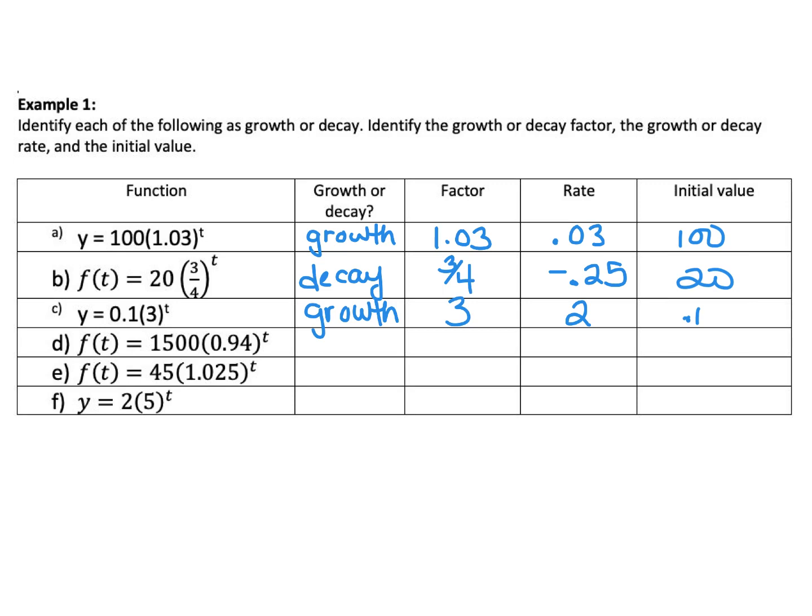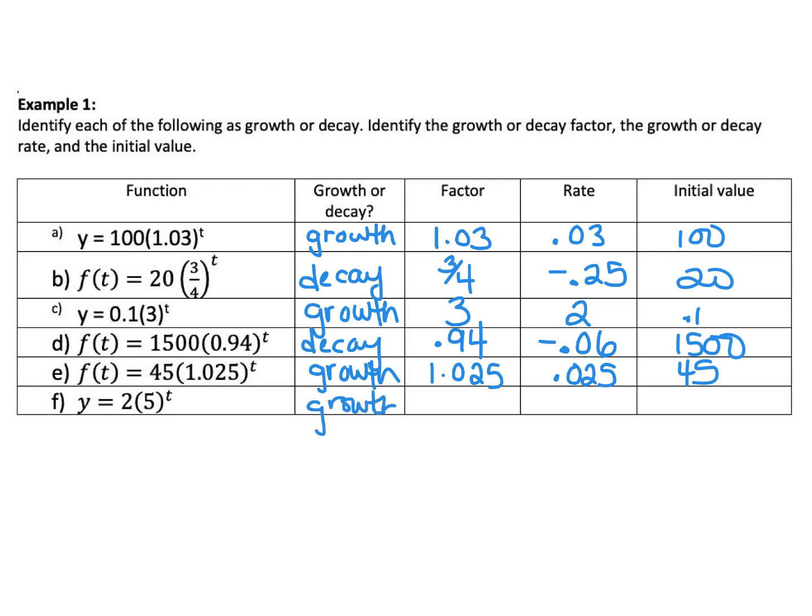D is a decay function. Base is less than 1. The decay factor is 0.94. The rate at which it's decaying is negative 0.06. And your initial value is 1500. The next one is growth, because the base is greater than 1. Factor is 1.025. The growth rate is 0.025, or 2.5%, and the initial value is 45. Last one is growth.